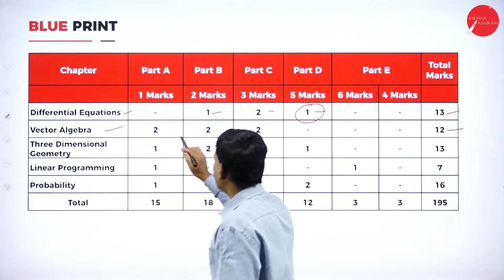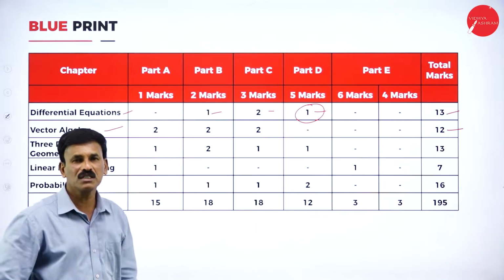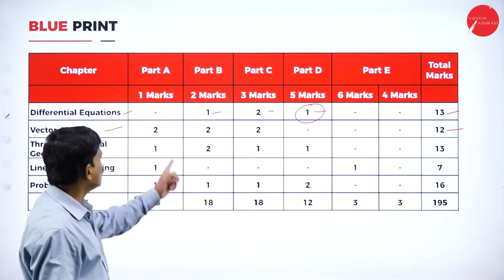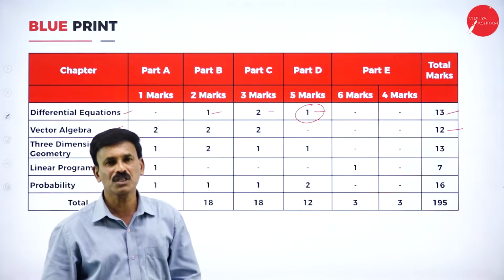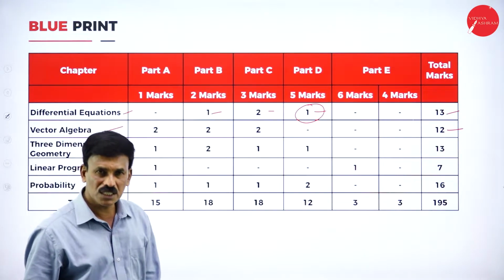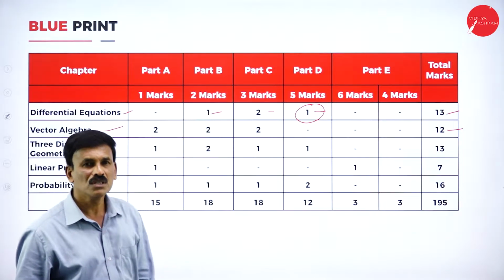In 1 mark you may expect finding some definitions and finding the values of unit vectors, finding the unit vector, whereas in 2 marks question you may expect the problems based on dot product and cross product, like finding the projection or unit vector or finding the area of a triangle, area of a parallelogram, like that.